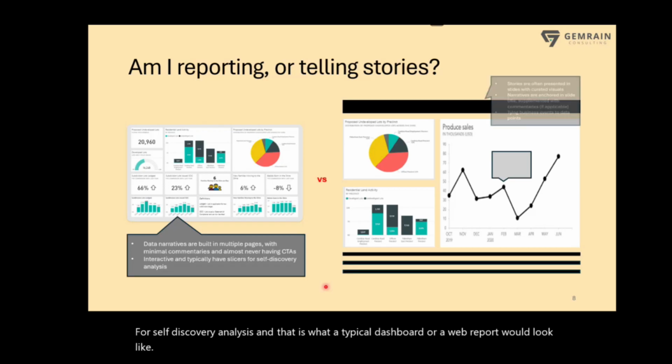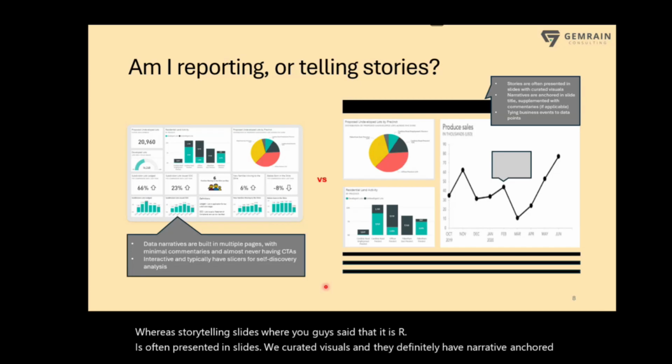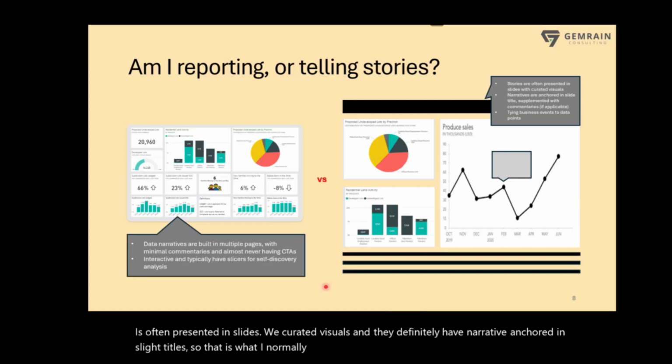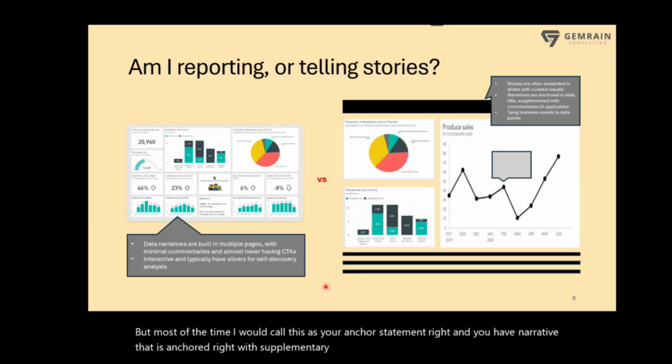Whereas storytelling slides, where you guys say that it is R, right, is often presented in slides with curated visuals. And they definitely have narrative anchored in slide titles. So that is what I normally call, if you guys are into research in master's or PhD, I will call this a thesis statement. But most of the time, I will call this your anchor statement, right? And you have narrative that is anchored, right, with supplementary commentaries if and whenever applicable.